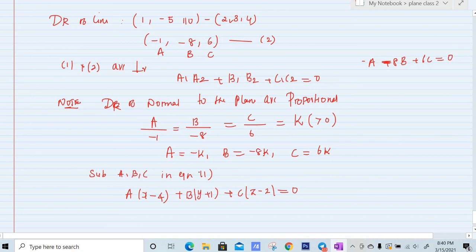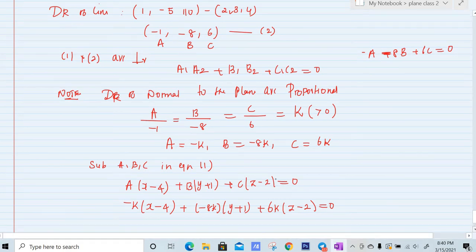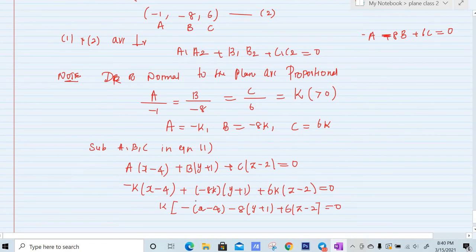0. Now we need to get an equation in terms of x, y, z. It will be minus k into (x minus 4) minus 8k into (y plus 1) plus 6k into (z minus 2) is equal to 0. Now I can take k common. So we will have minus of (x minus 4) minus 8 into (y plus 1) plus 6 into (z minus 2) is equal to 0. Now this k is not equal to 0, that means this term has to be equal to 0.